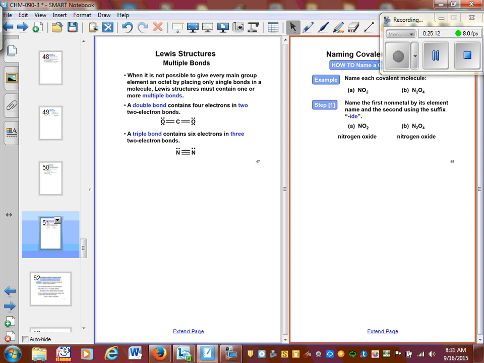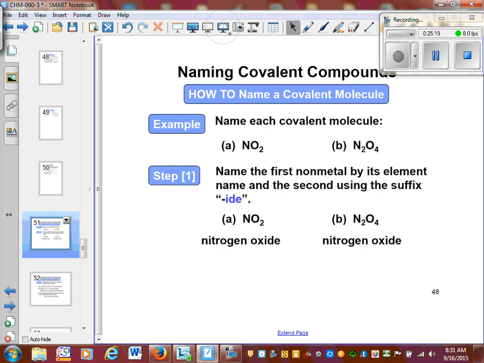Naming covalent compounds. Remember we said we use prefixes. NO2 is what? Name the compound. What is CO2? Carbon dioxide. So NO2 is nitrogen dioxide. Prefixes, that means you do the subscripts. N2O4.